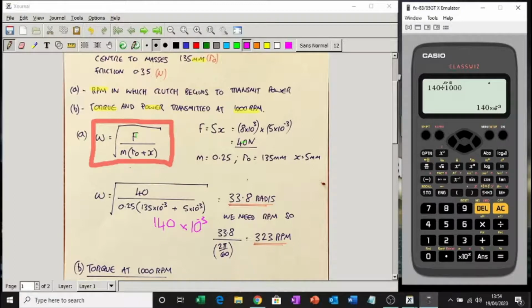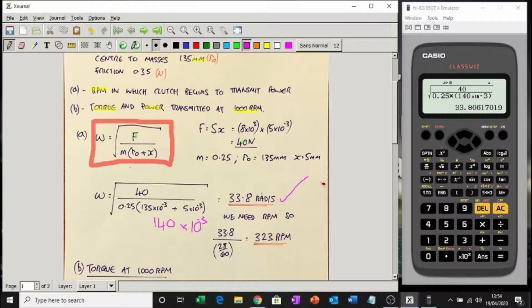Obviously we need RPM, so we've got to do a bit more to it down here. So on your calculator, we'll go this way. Square root of 40, divided by 0.25 times my 135 plus 5, which gives me 140. So we'll put that in, it saves an extra step. That gives us 33.8 radians per second, which is okay.